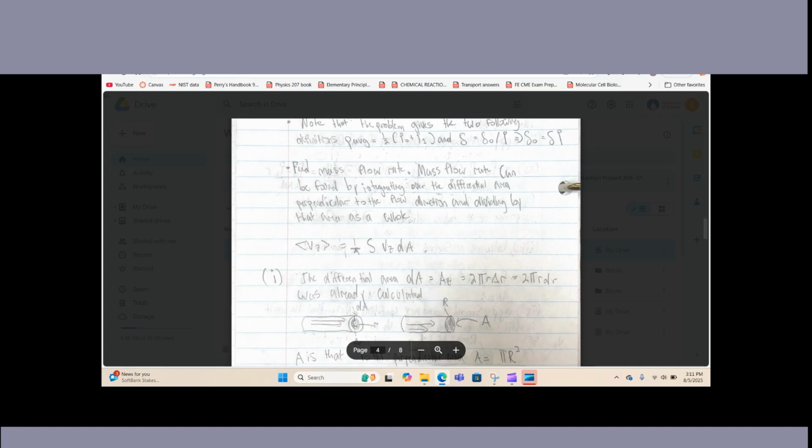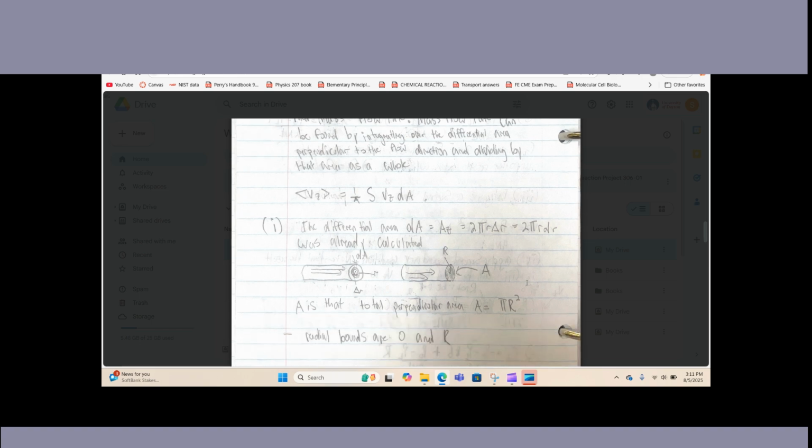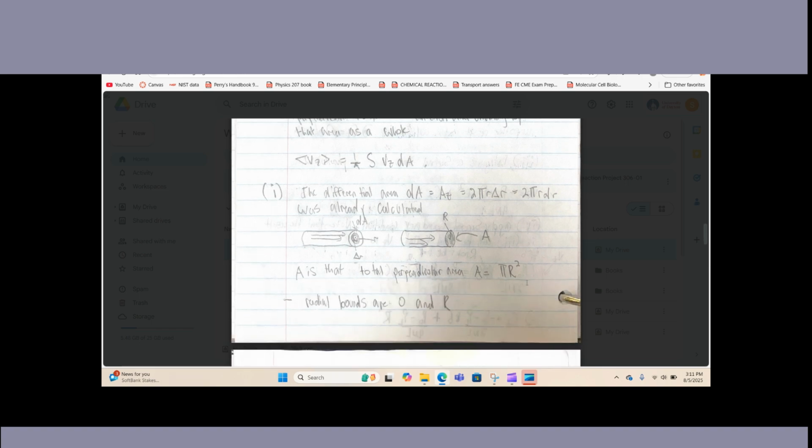So like we solved earlier, dA is just AZ, and AZ equals 2 pi r delta r, and then equals 2 pi r dr, because delta r is the same as dr. And A is just the total perpendicular area to the velocity direction. So that's just pi big R squared. It's pretty simple. And the radial bounds, the dA is in the R direction, so we need radial bounds. So that's why we're going from 0 to R.